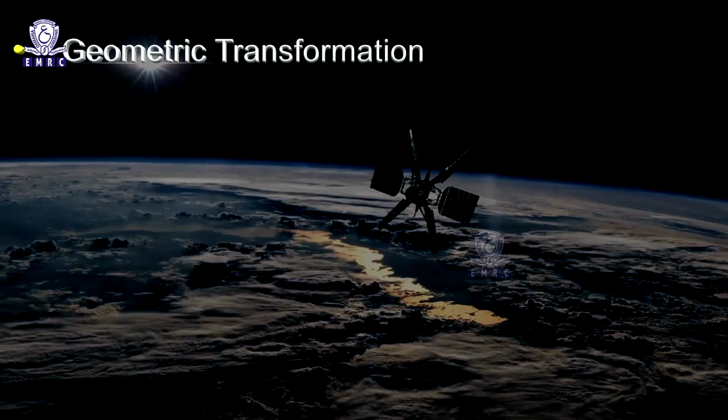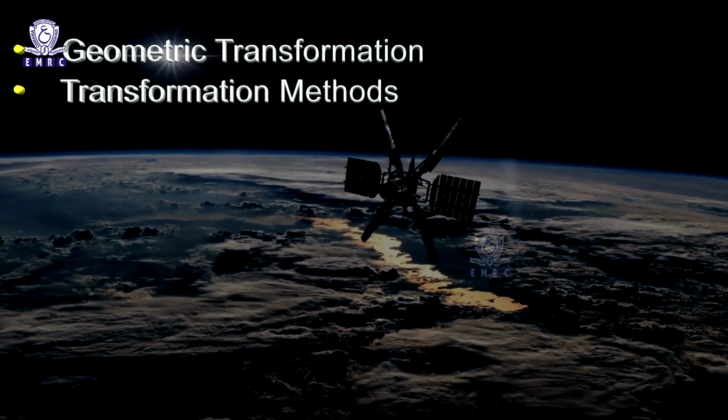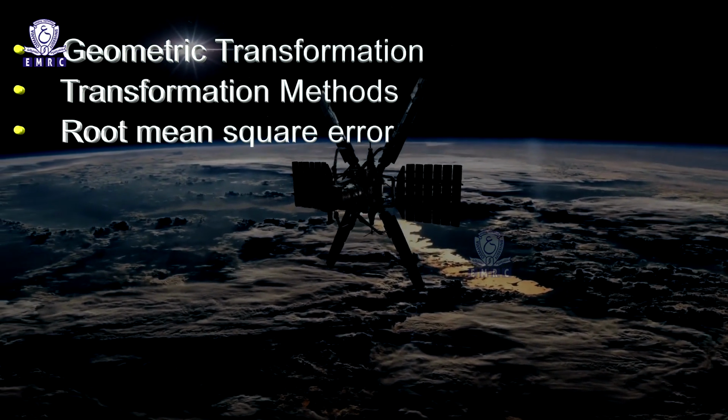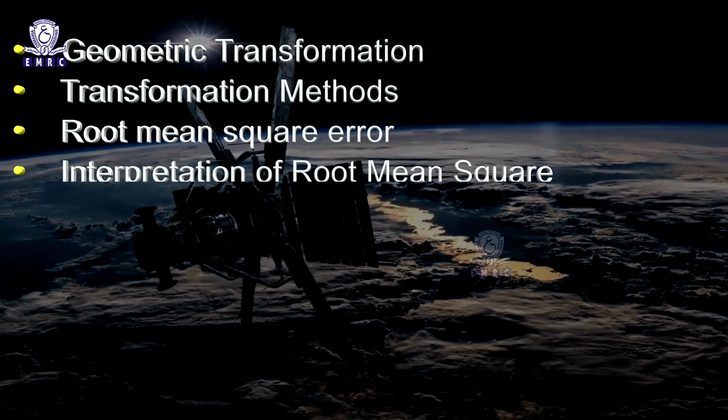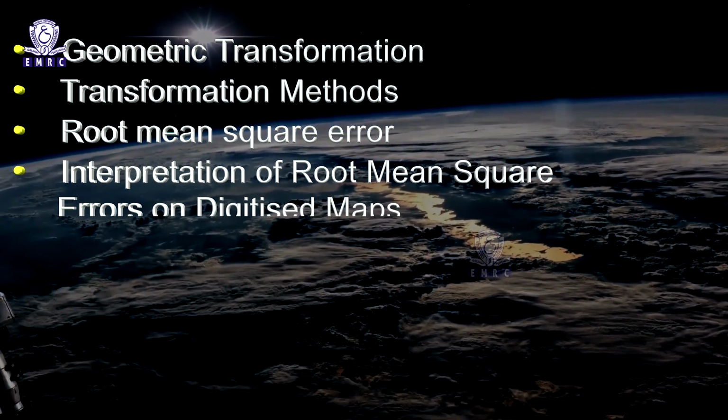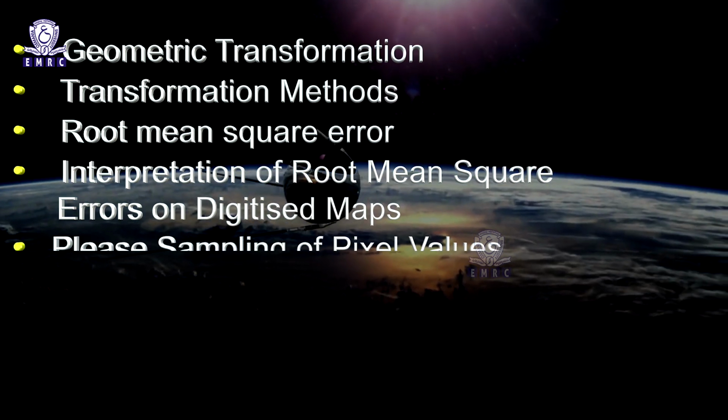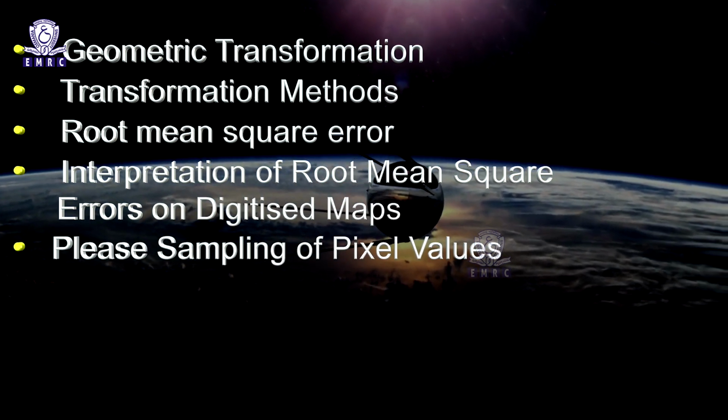Objectives. In this chapter, we will discuss geometric transformation, transformation methods, root mean square error, interpretation of root mean square error on a digitized map, and sampling of pixel values.